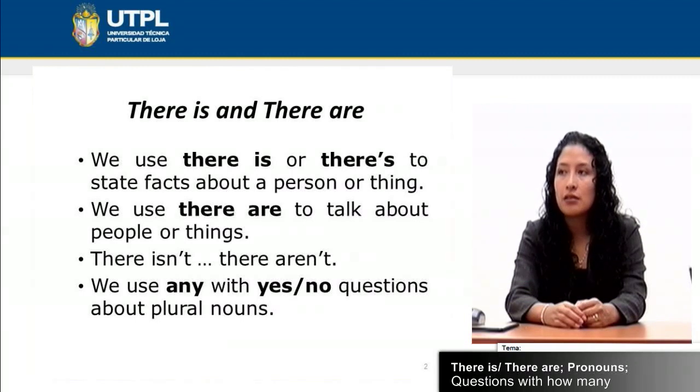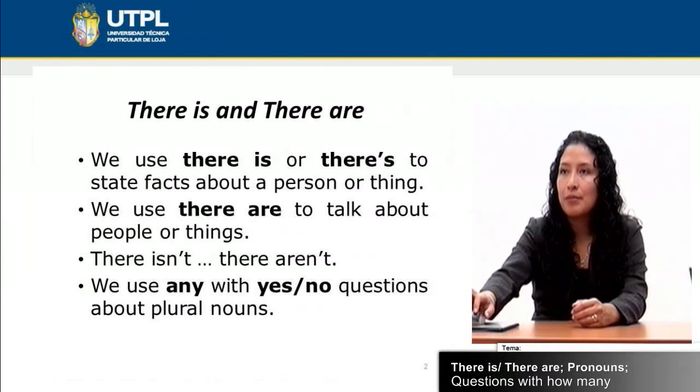We use there is or there's, with a contraction, to state facts about a person or thing. We use there are in order to talk about people or things, which is a plural way of talking about them. There isn't and there aren't are the negative way of expressing these structures, and we use any with yes/no questions about plural nouns.